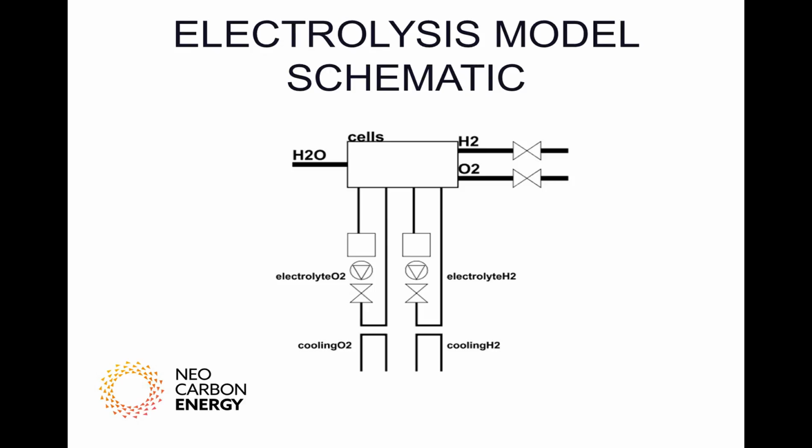Water is split into hydrogen and oxygen using electricity, and this happens in the cells. These two gases are then taken out from the electrolyzer circulations. In this electrochemical process, heat is released and the electrolyzer is cooled with two circulations, one for the hydrogen side and one for the oxygen side. We will now take a look at how the Apros model is done.